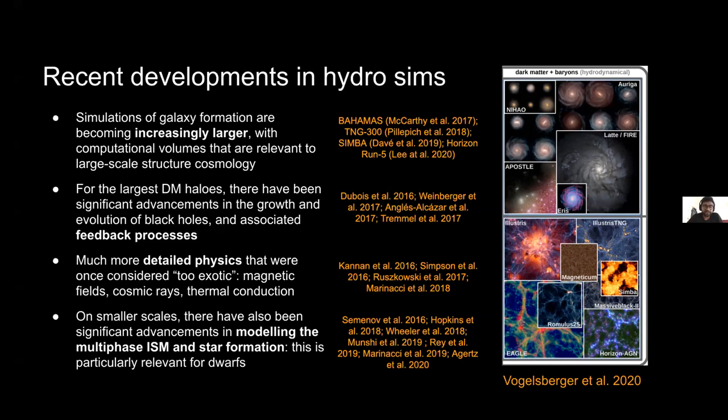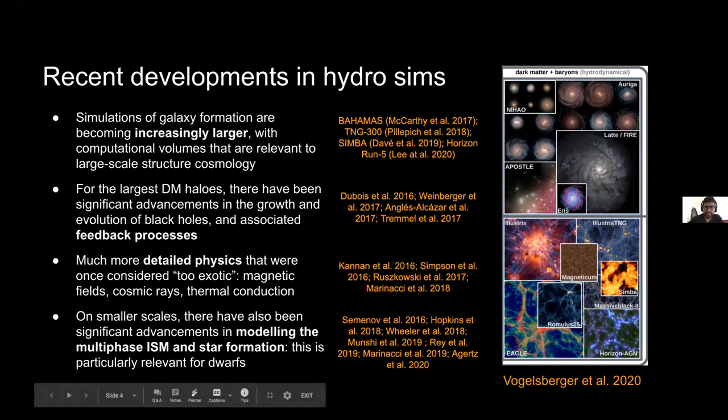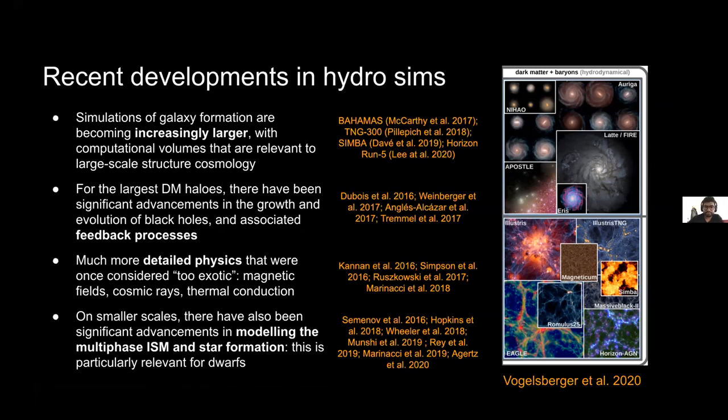But more interestingly, perhaps, many of the physics models that were once considered a little too frivolous or too exotic, such as the inclusion of magnetic fields or thermal conduction or cosmic rays, are now increasingly becoming part of the mainstream. This development of more physical models is especially manifest in the regime of dwarf galaxies, the other end of the scale, where the increased resolution of these simulations allows us to actually model the multiphase interstellar medium and the resulting changes in the star formation properties of dwarf galaxies. I won't talk about dwarf galaxies much at all because I believe there are dedicated talks for that.